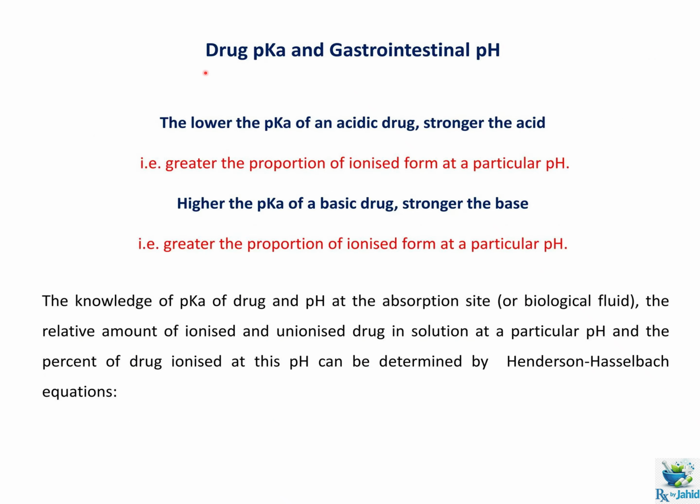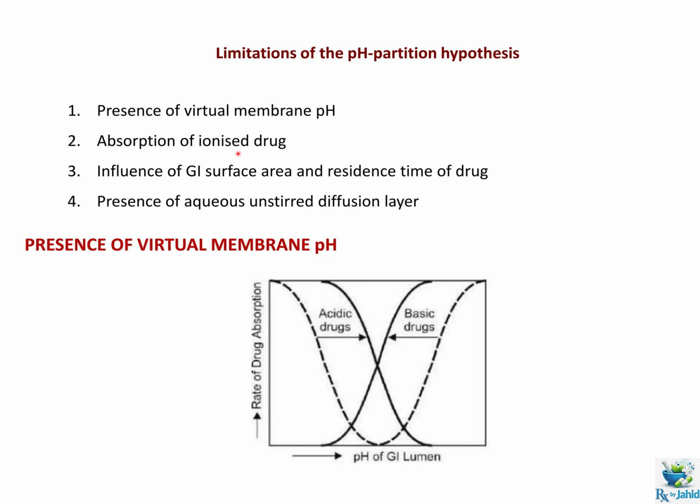We have already discussed in our previous lecture the Henderson-Hasselbalch equation. The lower the pKa of any acidic drug, the stronger the acid, and the greater the proportion of ionized form at a particular pH. The higher the pKa of a basic drug, the stronger the base, and the greater the proportion of ionized form at a particular pH. So we'll discuss this later.